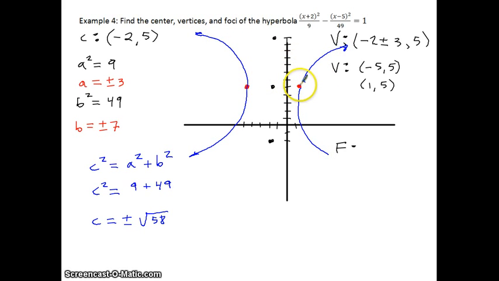I know that because these are my vertices here, and remember that the focus points are along the transverse axis, which is right here. I need to figure out where those focus points are. What is the location of those particular coordinate points right there? I need to add and subtract once again onto my x value. So I take the -2 and I add and subtract the square root of 58 to find those focus points. The y value stays the same.